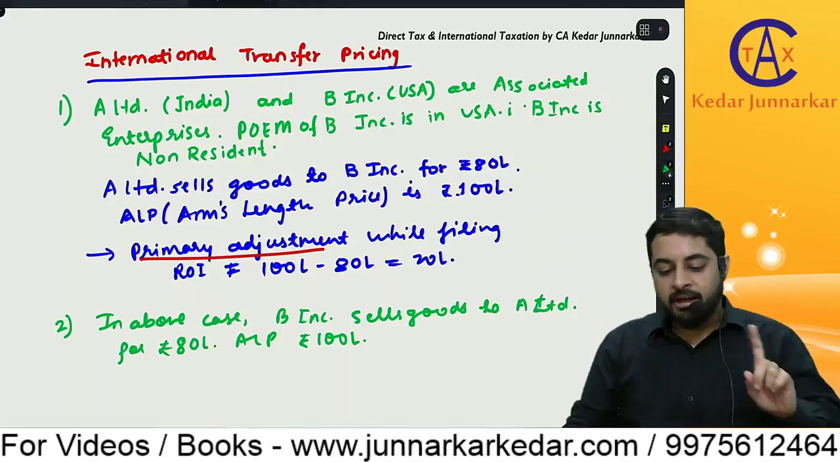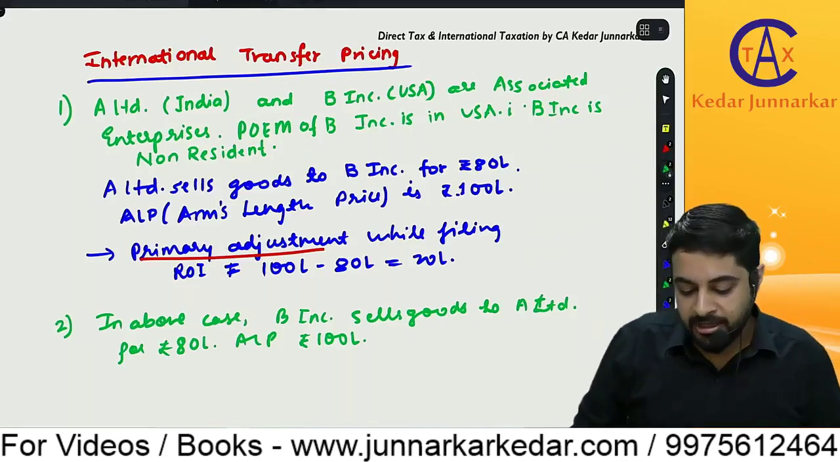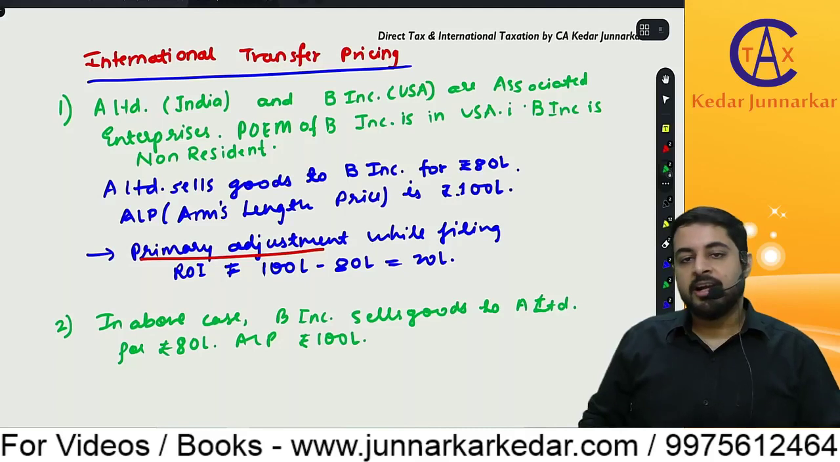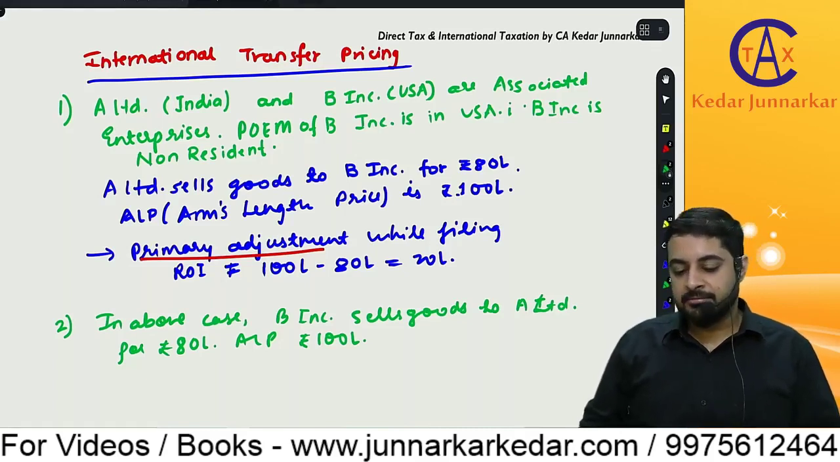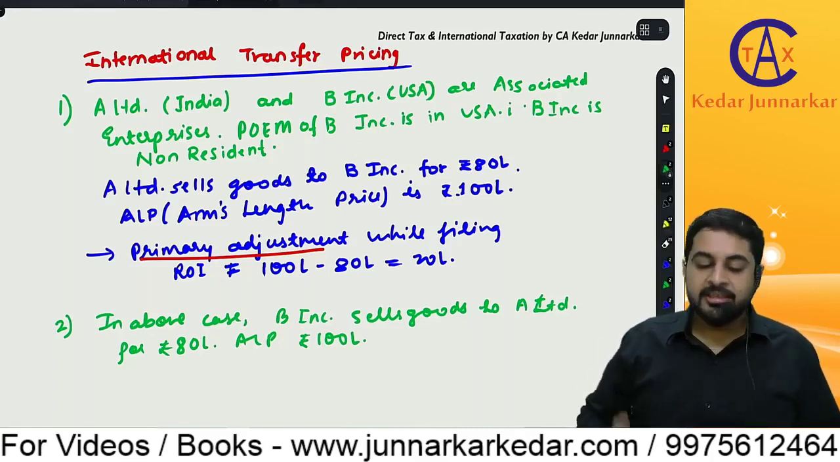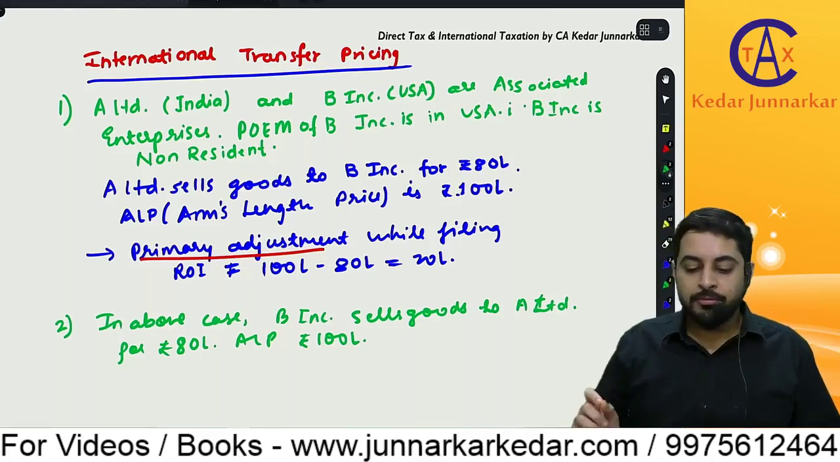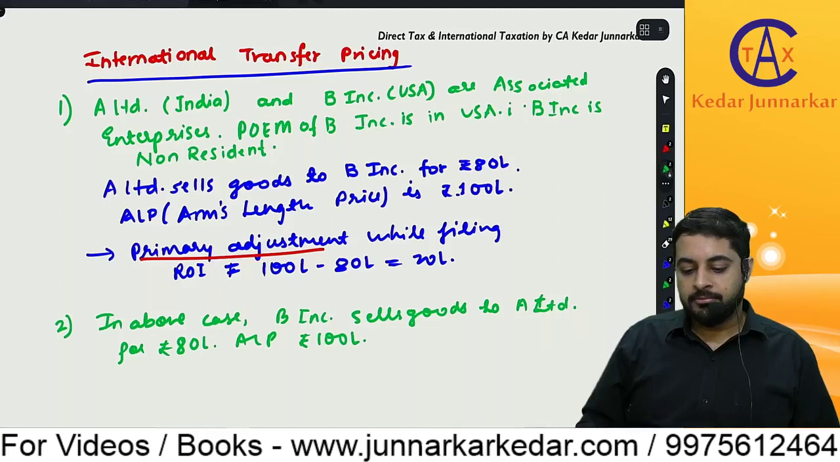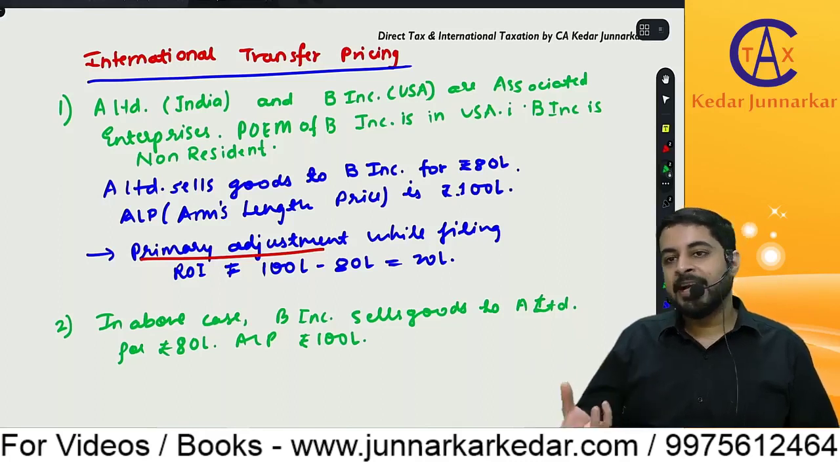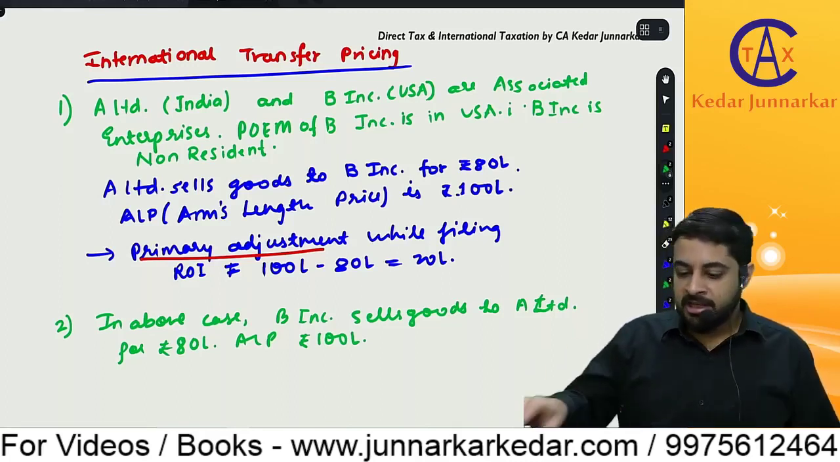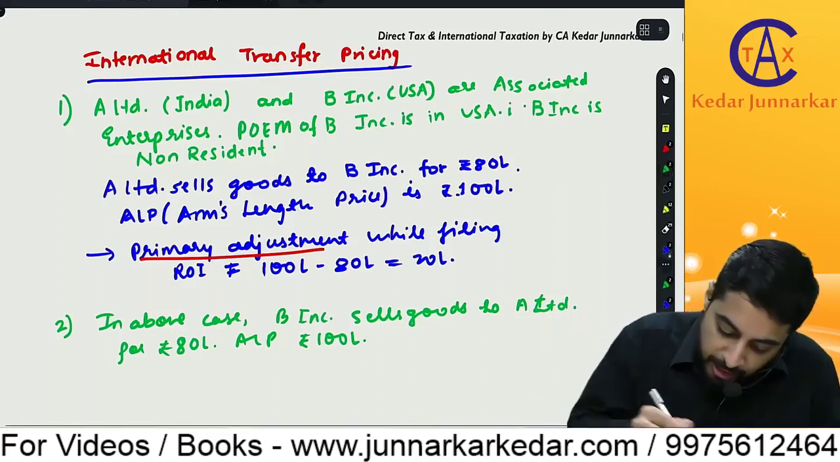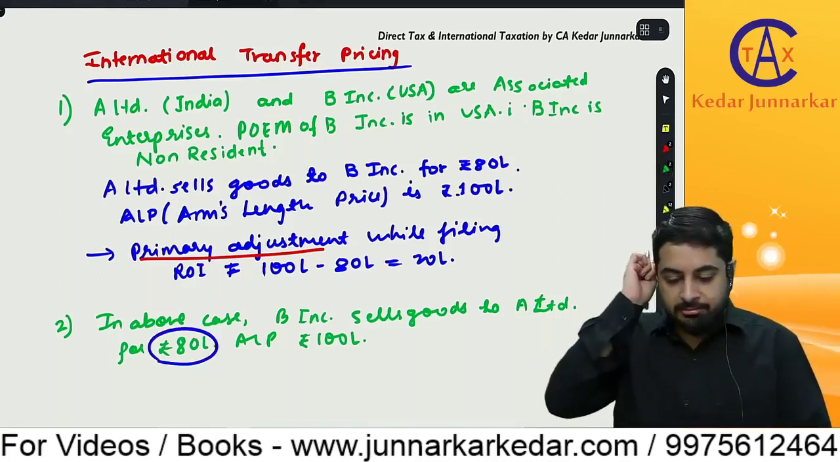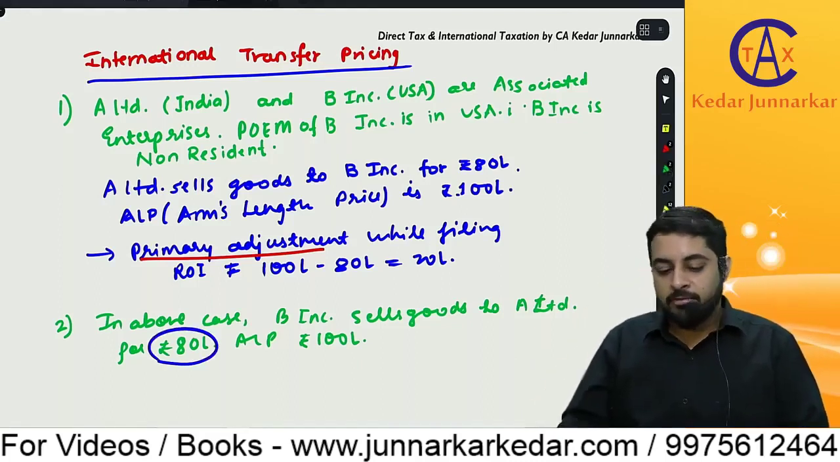Now we have to think. Now here B Inc. sells goods to A Limited for 80 lakhs, ALP 100 lakhs. So add 20 lakhs. So in that case, we have to think from whose point of view? Indian entity point of view. B Inc. has sold, which means A Limited has purchased. A Limited has purchased for how much? 80 lakhs. But it should have been purchased for how much?